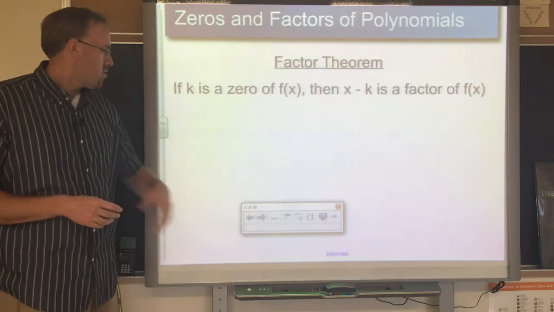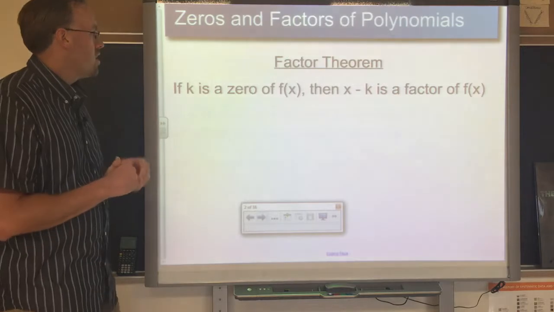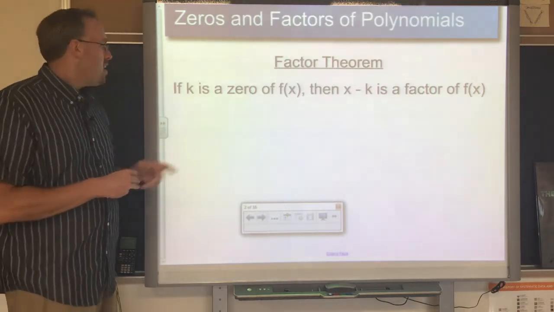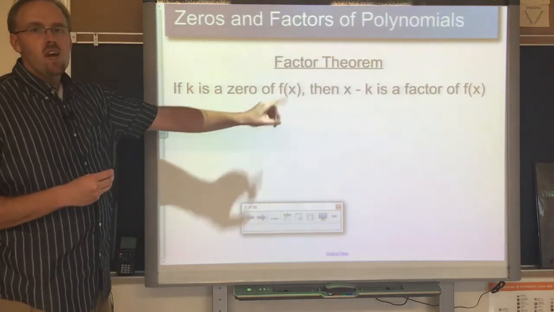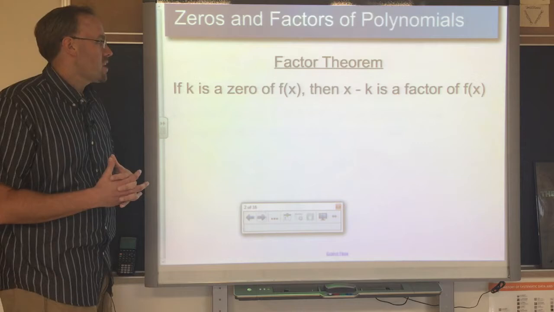So what is the factor theorem? Well, it says if k, some number k, is a zero of f of x, then x minus k is a factor of f of x. That means if it's a zero, I can plug k in for x, and I will get 0 for that value when I plug it in.